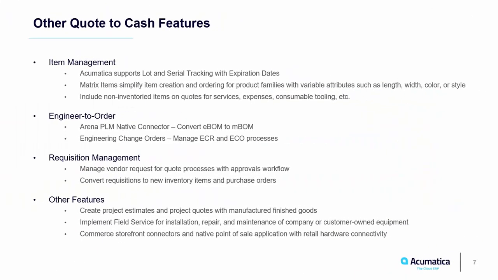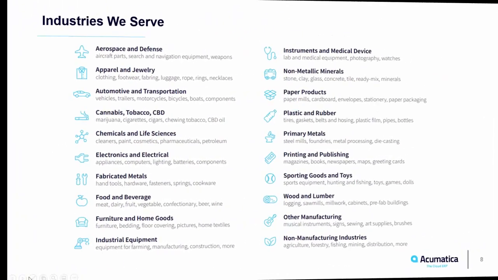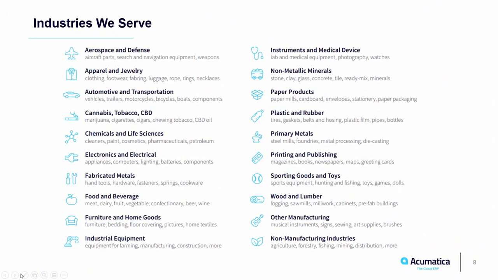Acumatica is a comprehensive cloud-based ERP system. In addition to what was demoed today, Acumatica also offers other critical features including lot and serial tracking, matrix items, PLM integration, engineering change orders, integration with project accounting, field service automation, or our native commerce connectors and retail point-of-sale applications. Hundreds of manufacturers across multiple industries rely on Acumatica.